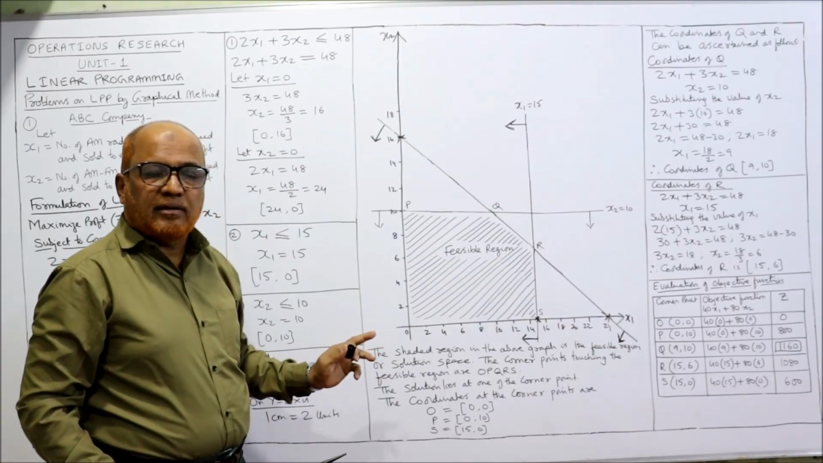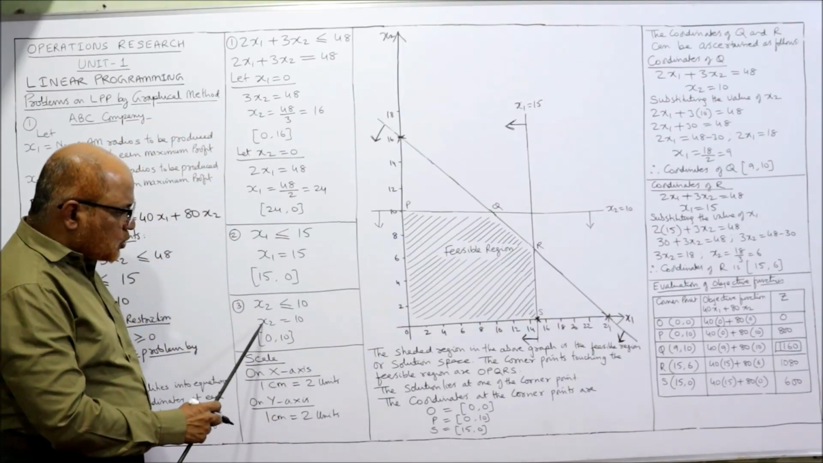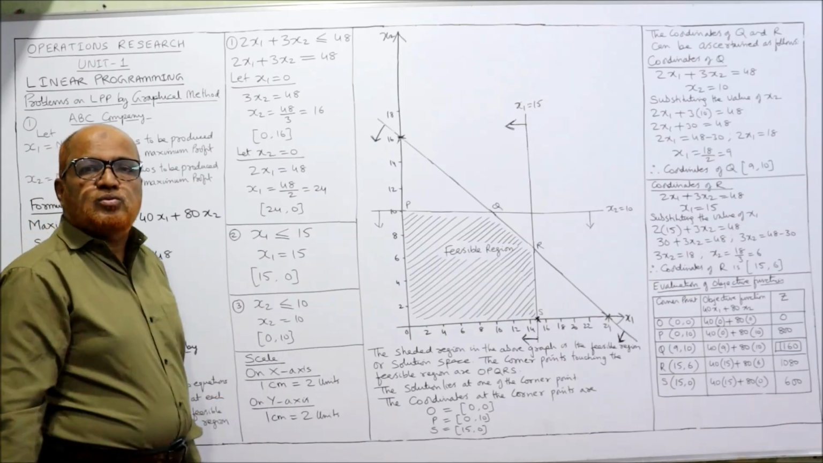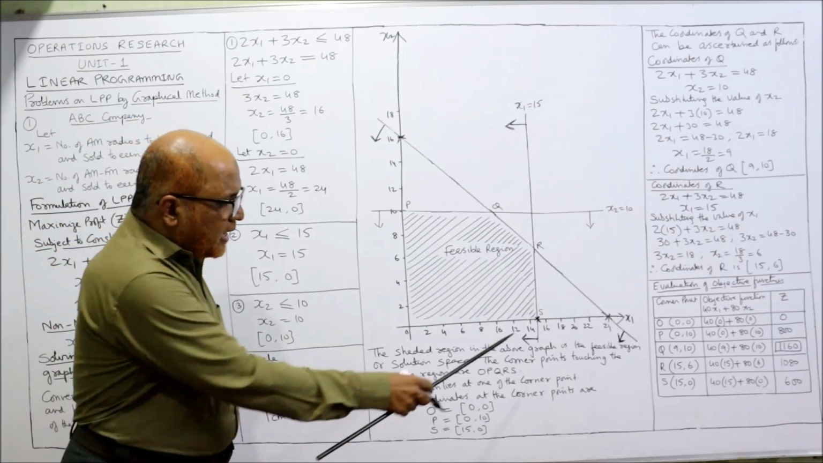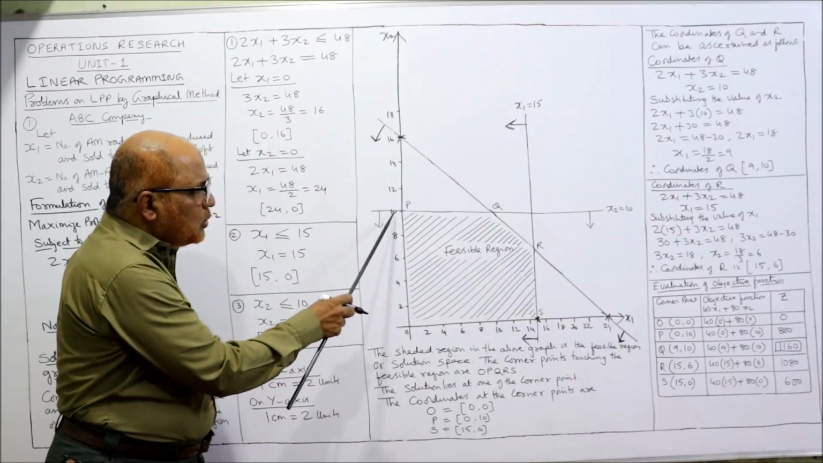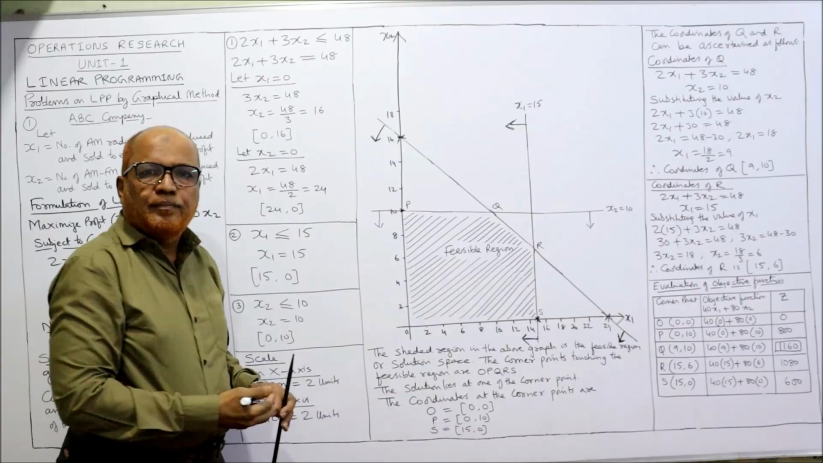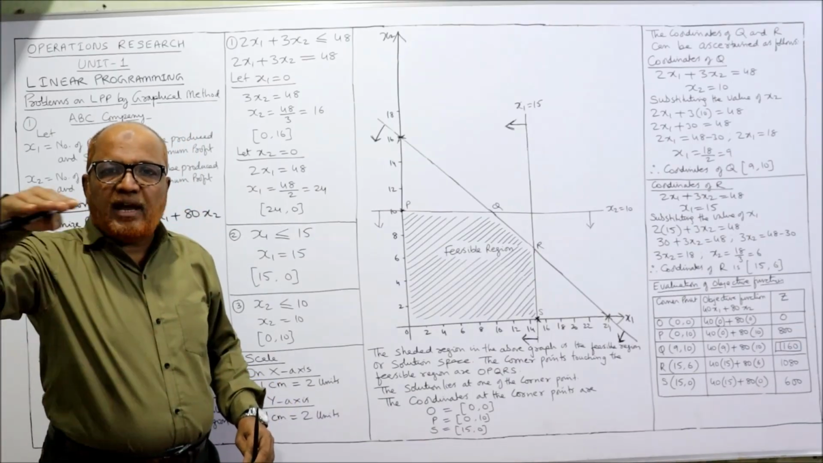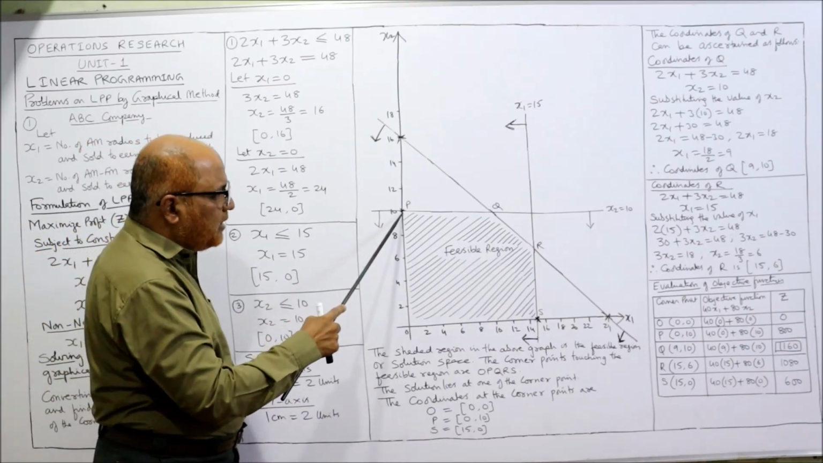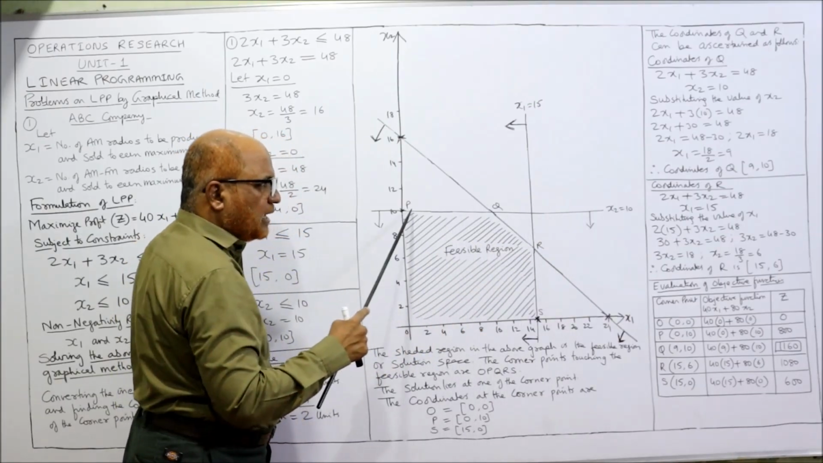Two constraints are completed. Now the third constraint, x2 is equal to 10. So x1 is equal to 0, x2 is 10. Here it is 10. Now put a mark here and draw a straight line parallel to the x-axis, using a scale.